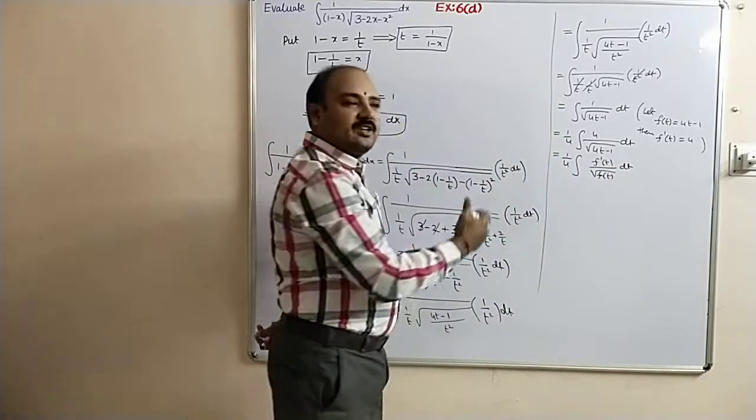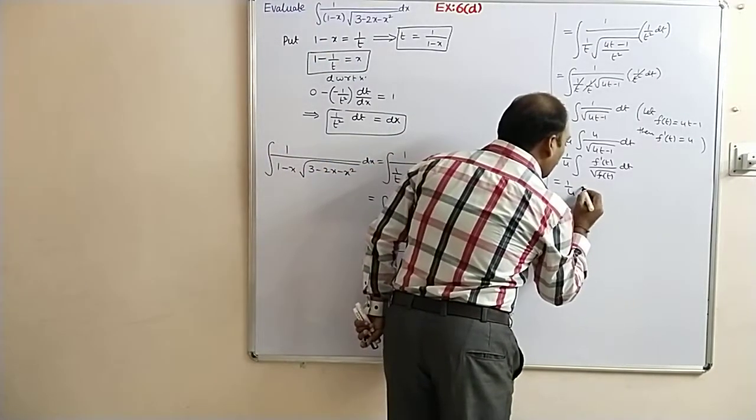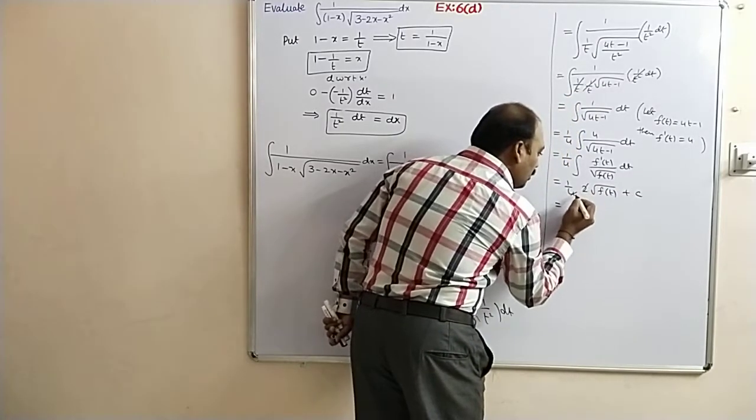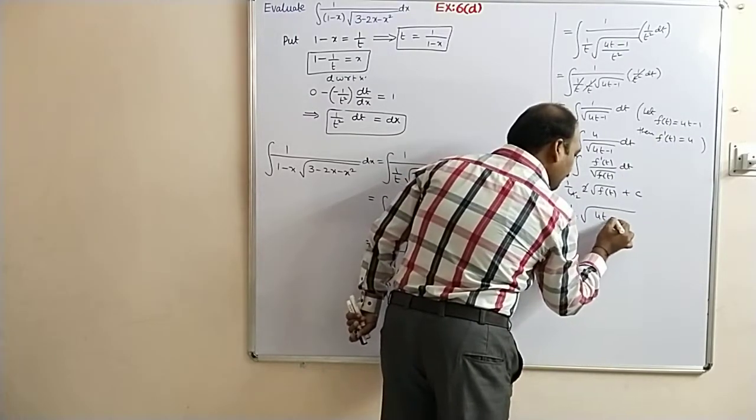We know that the integral of f dash of x by root f of x dx is 2 root f of x. So, it is equal to 1 by 4 into 2 root f of t plus c, which is equal to, 2 ones are 2, 2 twos are 4, so 1 by 2 into root of f of t, which is 1 by 2 root of 4t minus 1 plus c.